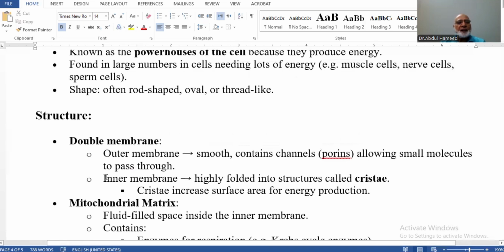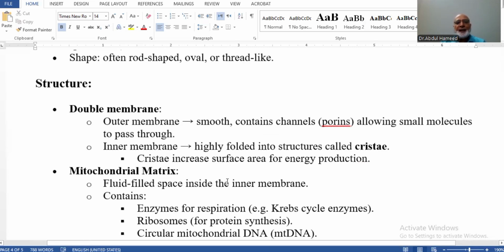Structurally, it is a double membrane structure. The outer membrane is smooth and contains channels called porins, allowing small molecules to pass through. The inner membrane is highly folded into structures called cristae. So this is the difference: a crista, plural cristae, is the finger-like projection in the mitochondria, and it should be distinguished from the cisternae of the Golgi complex and the endoplasmic reticulum. We should remember it because it's very tricky to separate them. The cristae increase the surface area for energy production.